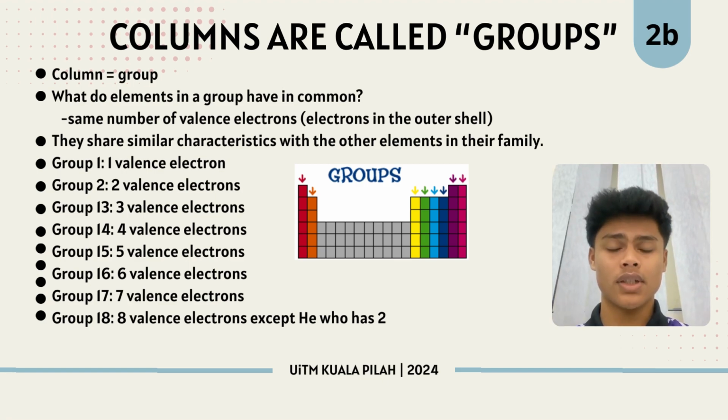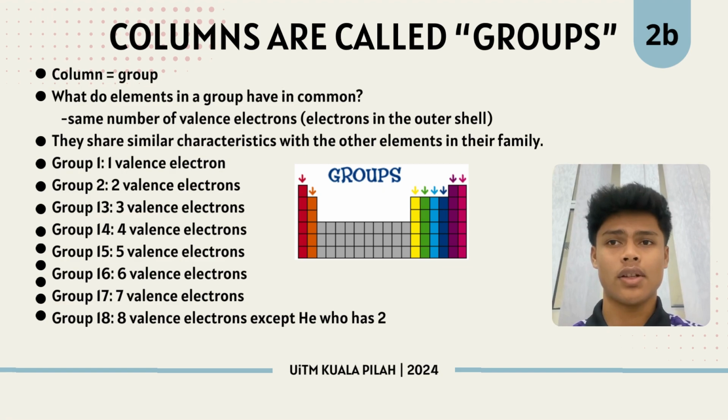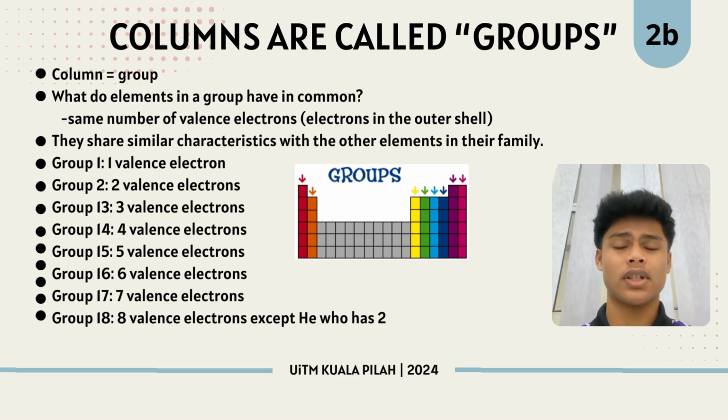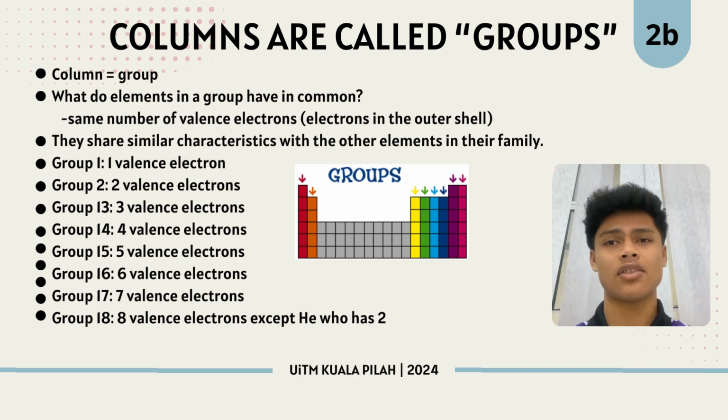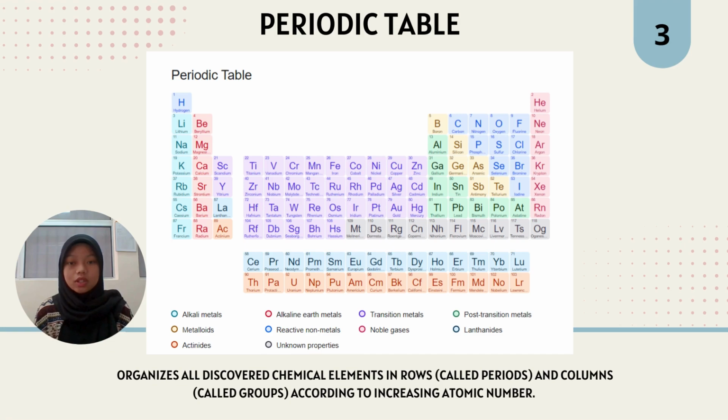For example, group 1 has 1 valence electron, group 2 has 2 valence electrons, group 13 has 3 valence electrons, group 14 has 4 valence electrons, group 15 has 5 valence electrons, group 16 has 6 valence electrons, group 17 has 7 valence electrons, and group 18 has 8 valence electrons, except helium which has only 2. This is an example of a periodic table that I found on Google.